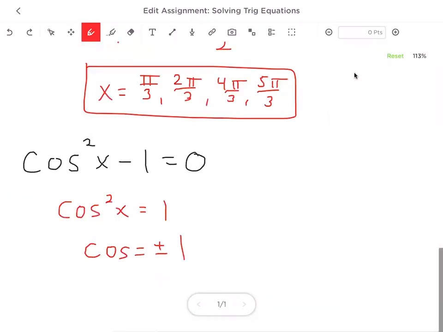So I probably should write those. Oops, I forgot my x there. Probably should write those as x equals 0 and pi, right?